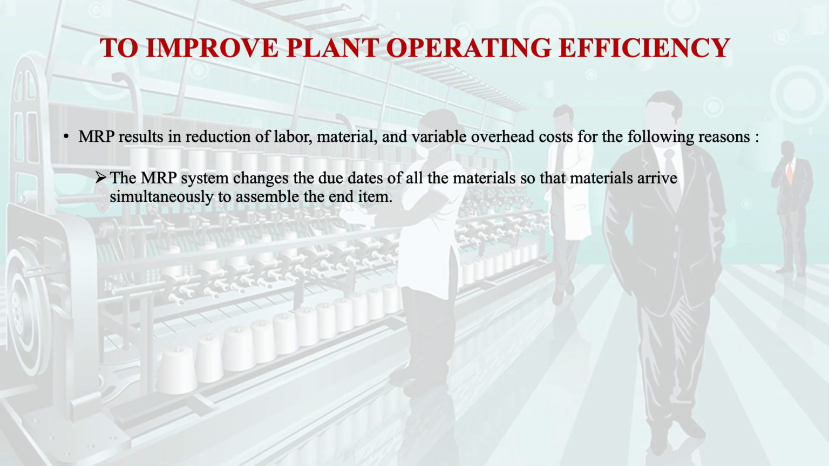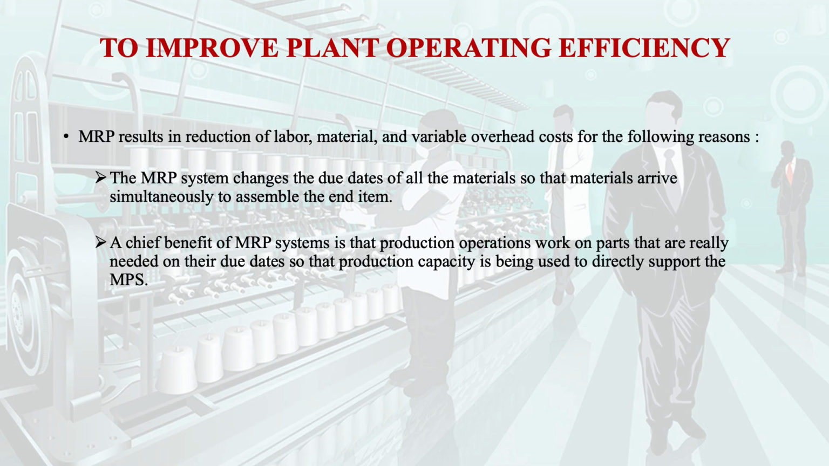The MRP system changes the due dates of all the materials so that the materials arrive simultaneously to assemble the end item. A chief benefit of the MRP system is that production operations work on the parts that are really needed on their due dates, so that the production capacity being used directly supports the MPS.